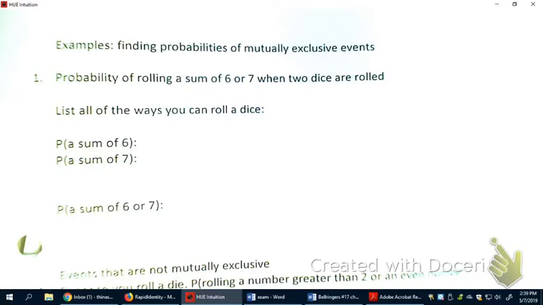That's a lot. So, what could it be that would give me a 6? A 1 and a 5. Notice you could also have a 5 and a 1 with the different dice. Okay? What was another one? 3 and 3.